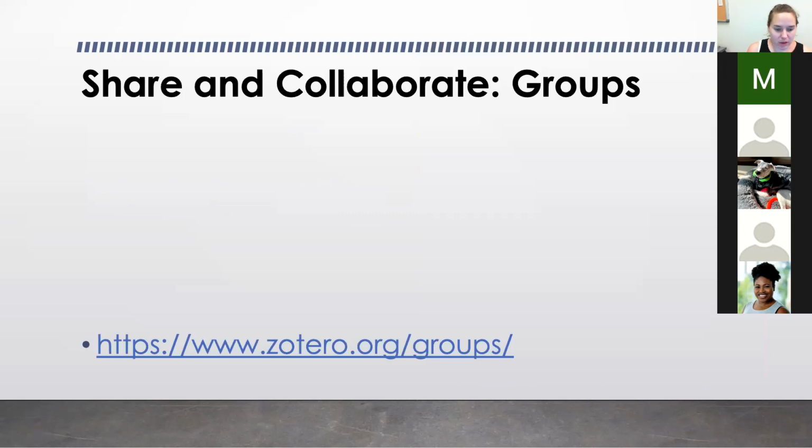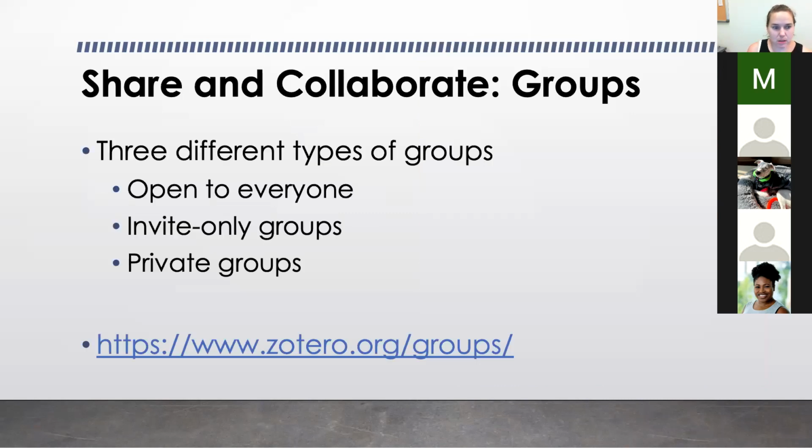Sharing and collaborating within groups. There are a couple different types of groups. You can make them within the Zotero web interface. There's a whole tab for groups, and then you can create one of these 3 different types. You can create as many groups as you'd like. The 3 types are, first, open to everyone, which is completely public. If someone searches groups within Zotero, they can see your group.